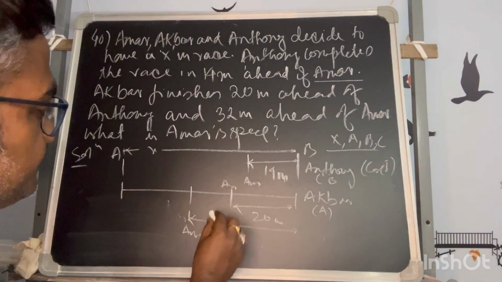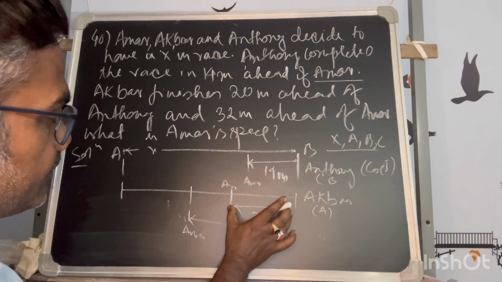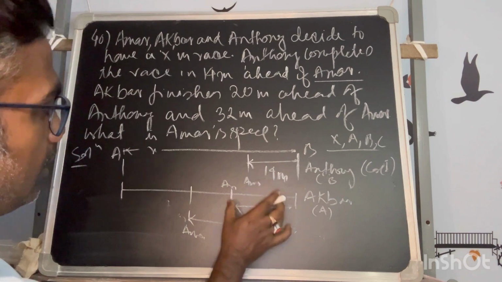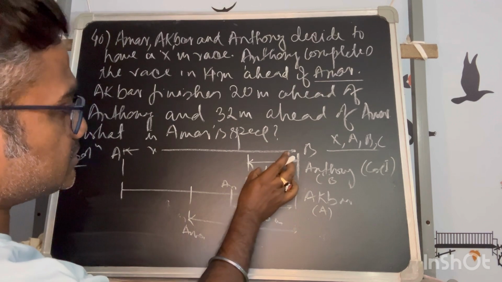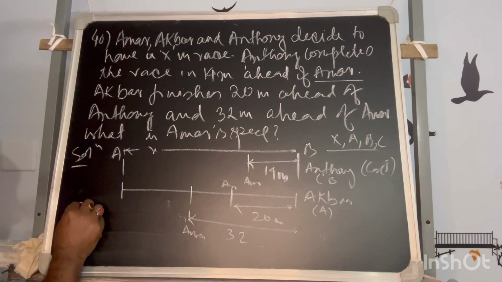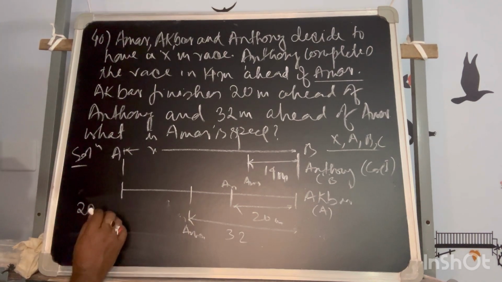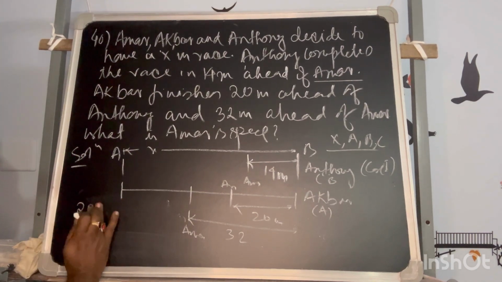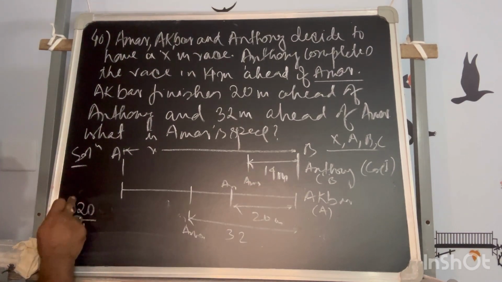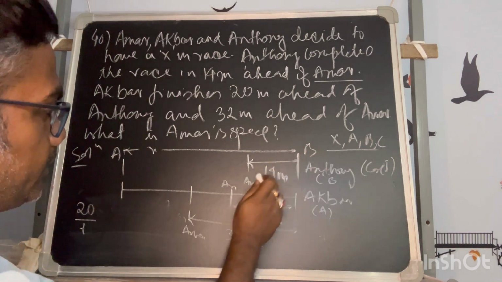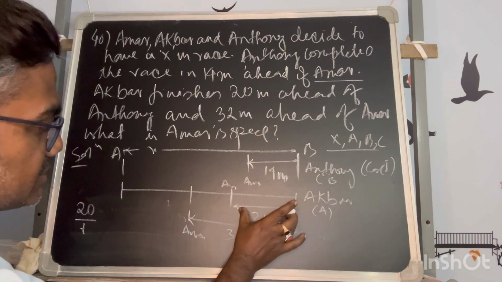So I mean to say, Akbar is covering 20 meters distance at his own speed. In that time, Amar is covering 32 minus 14. I mean to say, Akbar is covering 20 meters in the same time, so that means 20 meters by time t. How much is Anthony covering? This will be the speed of Anthony. Anthony is 20 meters behind Akbar from the finish line.